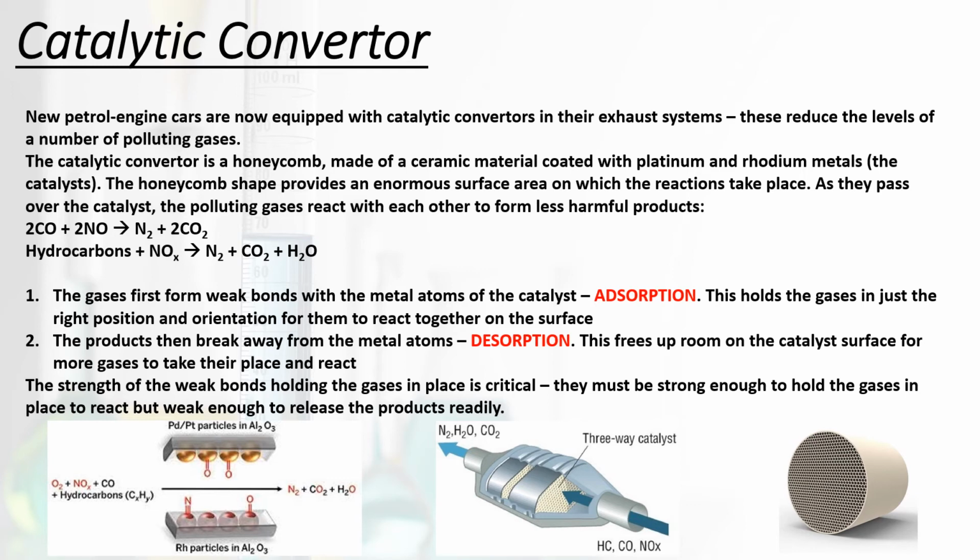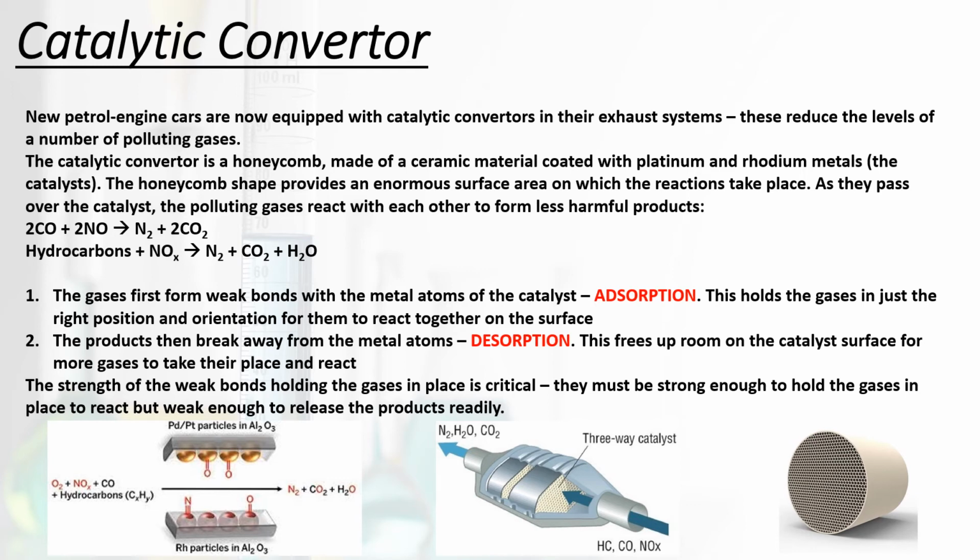So they react together on the surface, they form the products, and then the products break away from the metal atoms. This is a process called desorption. And this frees up room on the catalyst. Remember that the catalyst is unchanged in these processes, and so it frees up room on the surface for more gases to take their place and to react.